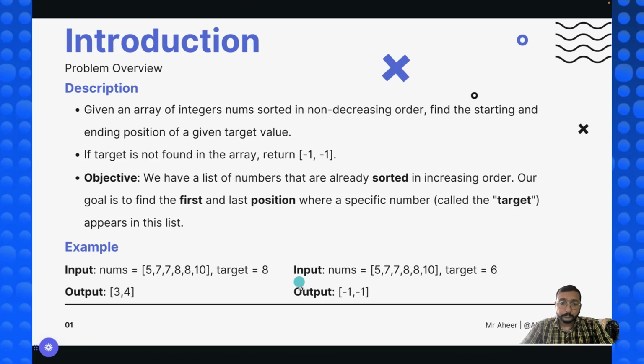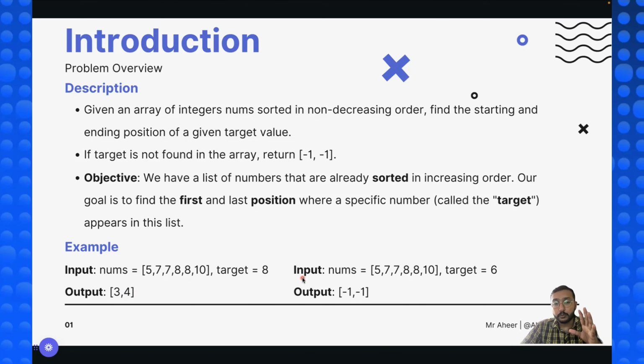So what is our expected input and output? For example, this is our array called nums, and it has the elements 5, 7, 7, 8, 8, and 10, and our target is 8. The output will be 3 and 4. Why? Because 5 is at index 0, 7 is at 1, and again 7 is at 2, then 8 is at 3 and 8 at 4. So the first occurrence is at index 3 and the last occurrence is at index 4. We will return their positions.